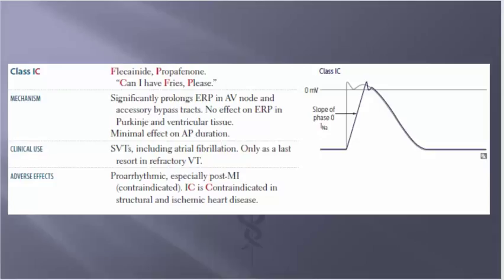Mechanism: significantly prolongs ERP in the AV node and accessory bypass tracts. No effect on ERP in Purkinje and ventricular tissues. Minimal effect on AP duration. Clinical use: SVTs, including atrial fibrillation, only as a last resort in refractory VT.